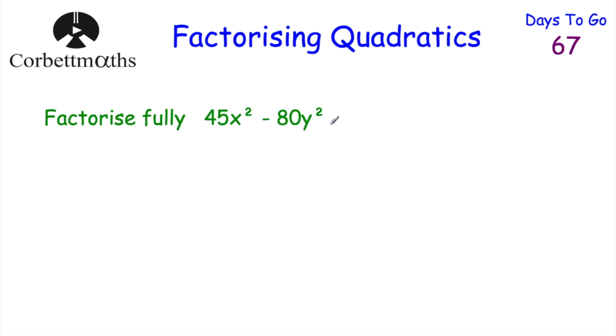Okay, so if I was asked to factorize this, the first thing I notice is that both of these numbers are divisible by 5. Obviously, 45 is not a square number and 80 is not a square number, so we can't use the difference between two squareds straight away. So I'm going to factorize this by taking out 5 first of all. If I take out 5, I would have 9x squared, because 45 divided by 5 is 9, subtract, and 80 divided by 5 is 16, y squared. Okay, so I've just factorized by taking the 5 out.